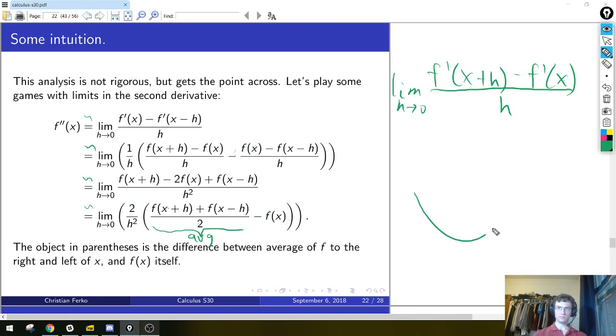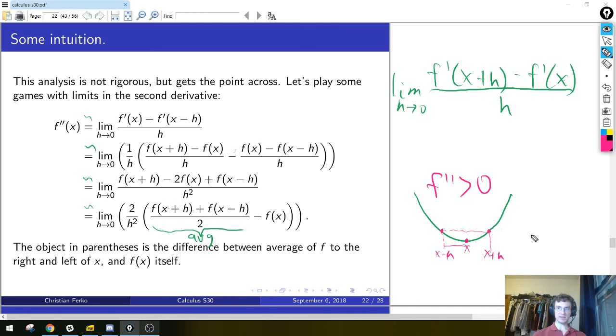So if the function, again, I think we've seen this picture a couple times, if the function opens upwards, and I take the average of the function a little bit to the left and a little bit to the right, so x minus h, x plus h, and x. The average between those two points to the left and right is going to be larger than the value at the middle. So that means the difference inside here will be positive, so the second derivative is positive.